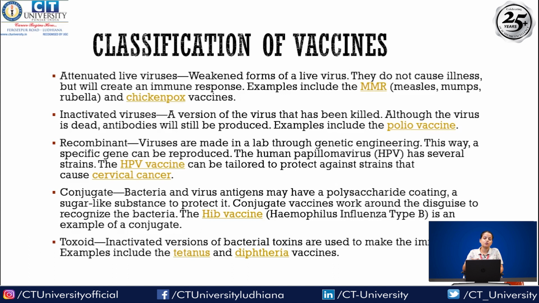The second last is toxoid vaccine. It is also one of the major vaccines that is used nowadays. So inactivated version of bacterial toxins. So toxins present in the bacteria, when we inactivate that version of toxin, that is called toxoid. Okay, and that toxin is used to boost the immunity of individual. And the best example of these toxoid vaccines is tetanus and diphtheria vaccine.